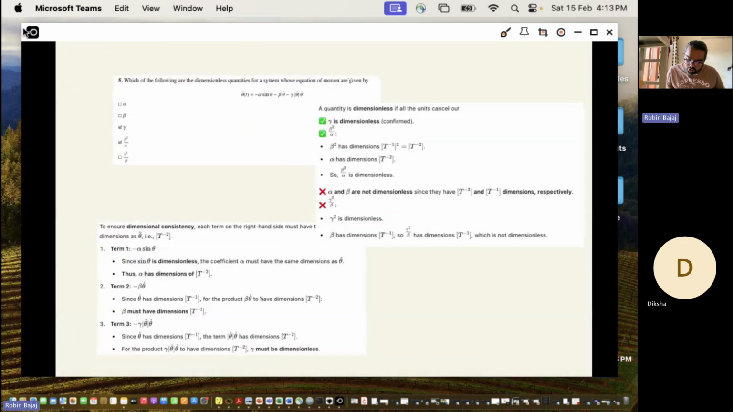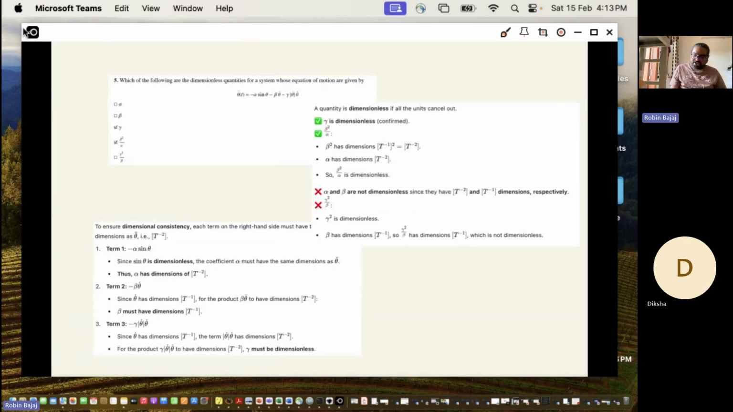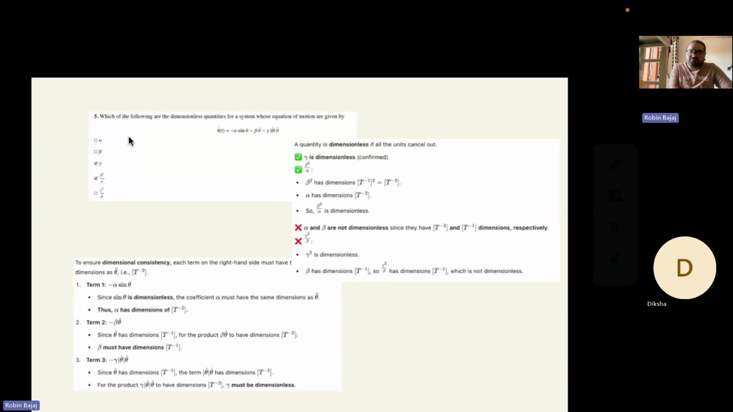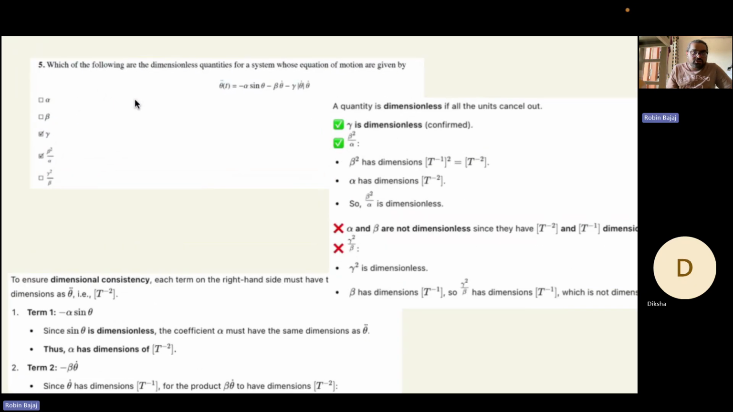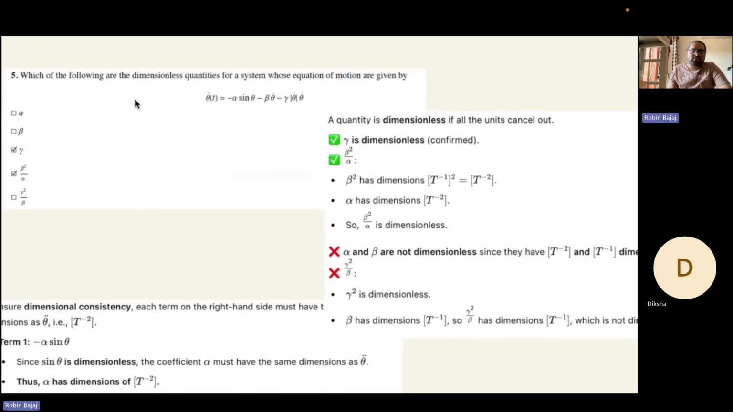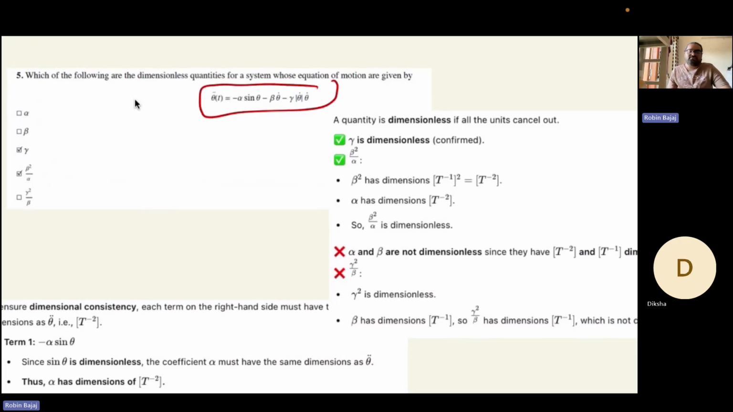Let's do some other problems. So there are these problems related to dimension. This won't require any Mathematica for you, but let me do it for completeness, because these kinds of problems will be asked in your assignments. Okay, so the problem says, which of the following are the dimensionless quantities of a system for which the differential equation is this? Basically, the equation of motion is this.